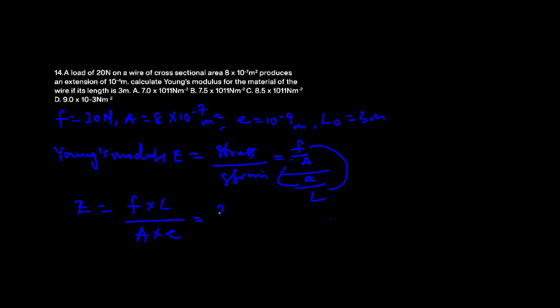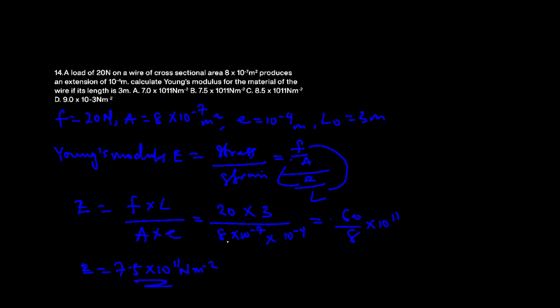All right, so this is 20 multiplied by the original length, which is 3, divided by the area, which is 8 times 10 raised to the power minus 7, multiplied by the extension, which is 10 raised to the power minus 4. So this will be 60 over 8 multiplied by 10 to the power 11. 60 divided by 8 gives us 7.5. So we have 7.5 times 10 to the power 11 Newton per meter square. So that's the right answer to the question, and that is option B.